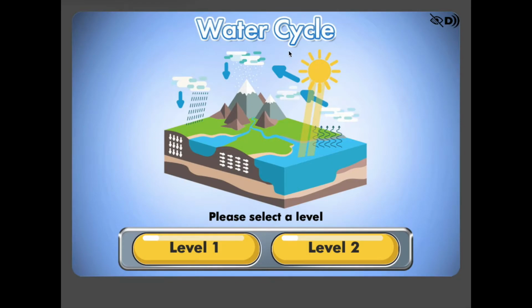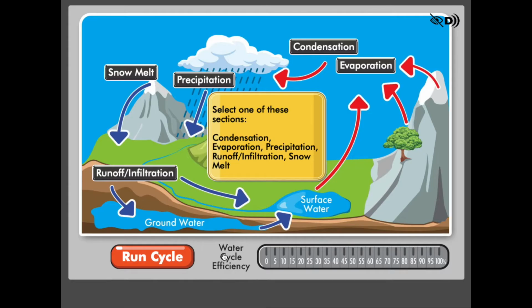Welcome to the water cycle simulation. This simulation examines the various parts of the water cycle. The simulation has two levels. Level 1 is a slightly simplified version of the cycle, while Level 2 goes into greater depth. Begin by selecting the correct level.